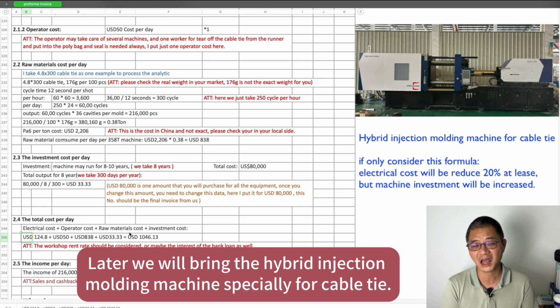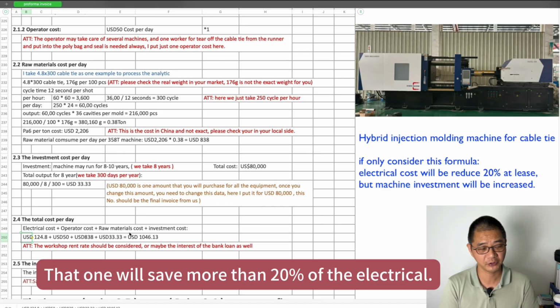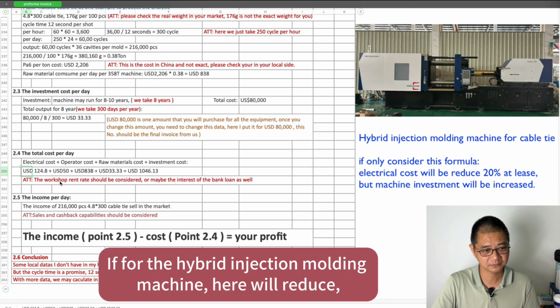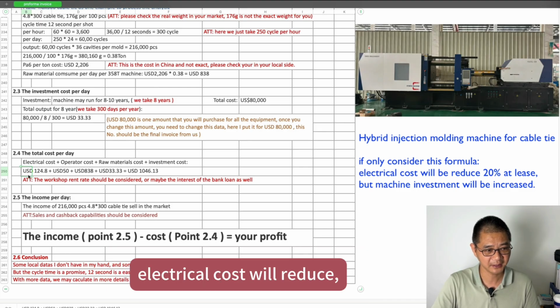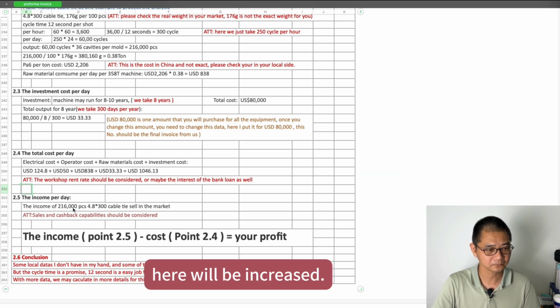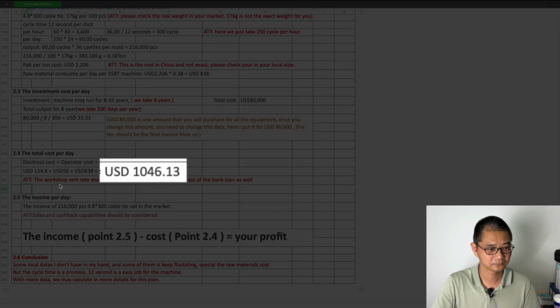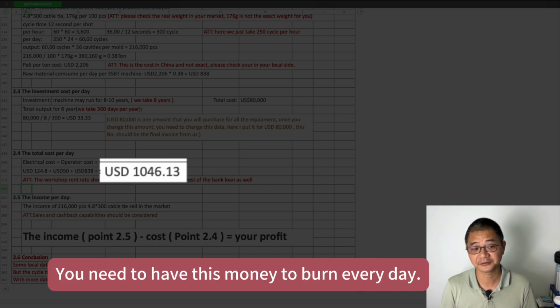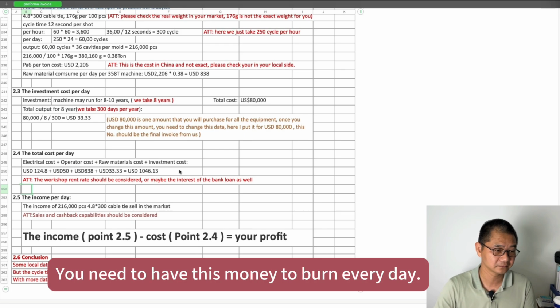Later we will bring the hybrid injection molding machine especially for cable ties. That one will save more than 20% of the electricity. But the machine is costly also. For the hybrid injection molding machine, the electrical cost will be reduced, but the investment will be increased here. That's all you need per day. You are burning money per day. You need to have this money to burn every day.